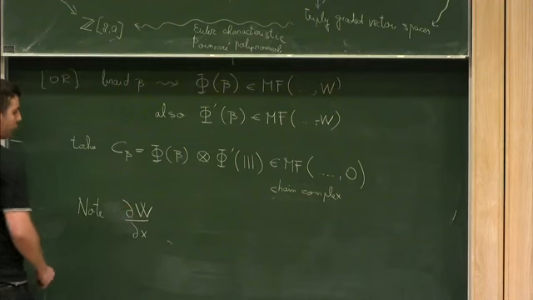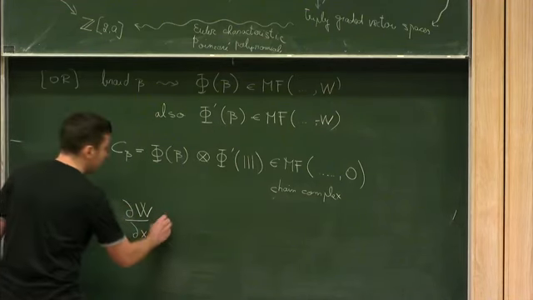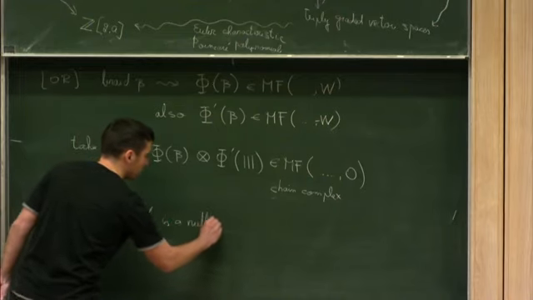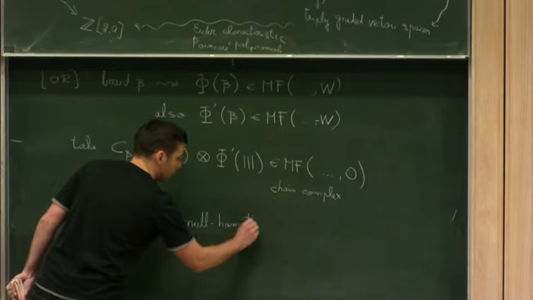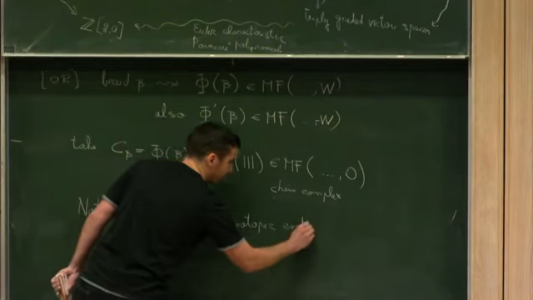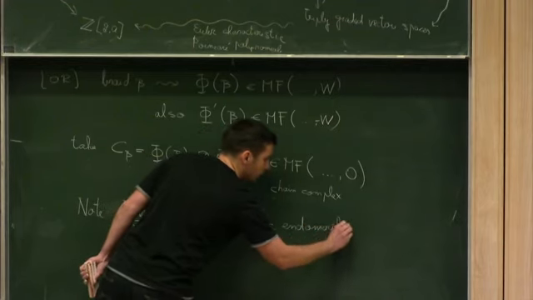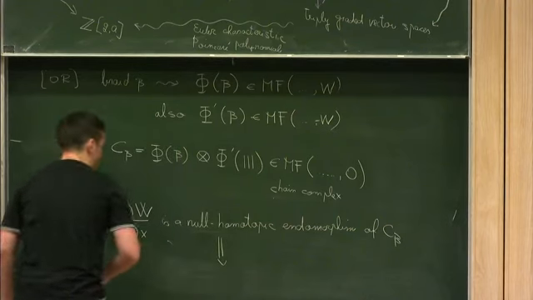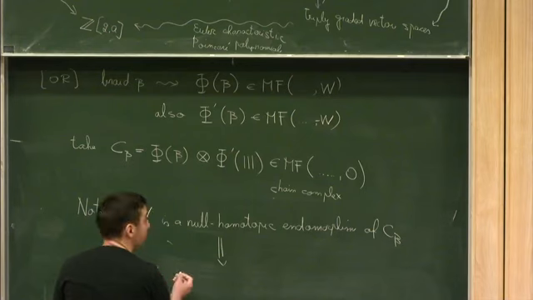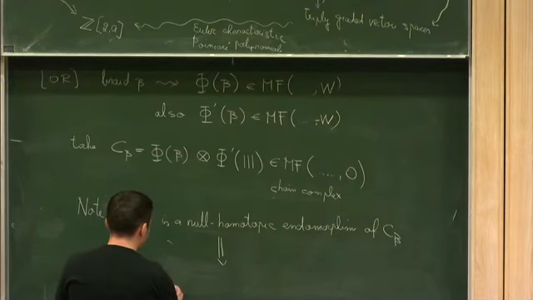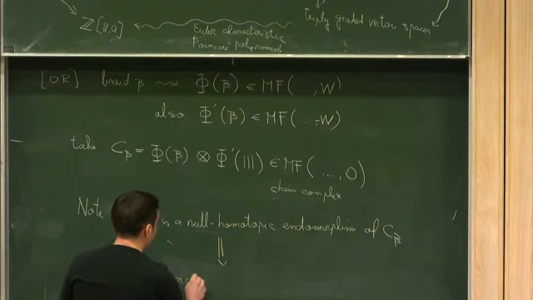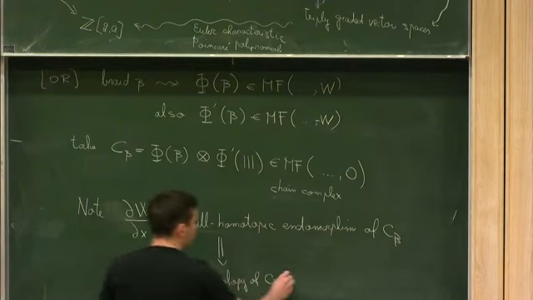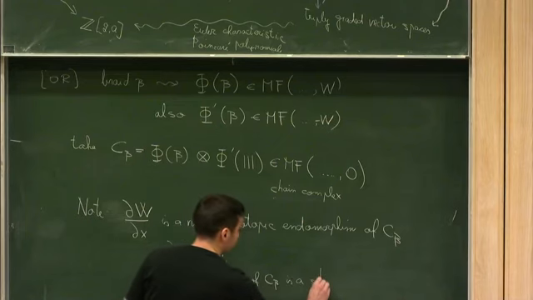multiplication by each of the partial derivatives of W is a null homotopic endomorphism of C beta. So because of this, the conclusion is that the homology, or I should say the hypercohomology, so as to not confuse it with sheaf cohomology, the hypercohomology of C beta is a sheaf on the critical locus of W.